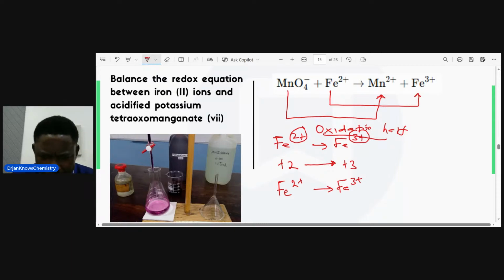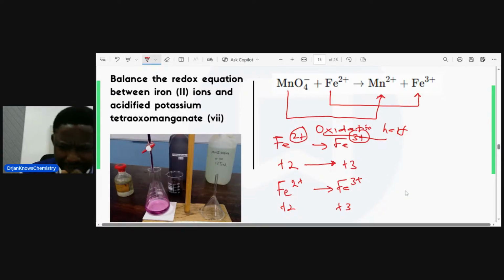But in terms of charge, it is not balanced. We have plus 2 here, we have plus 3 here. So the next thing you have to note is that whenever we want to balance the charge in a redox equation, we use electrons. I will say that again for those of you that didn't listen to that.